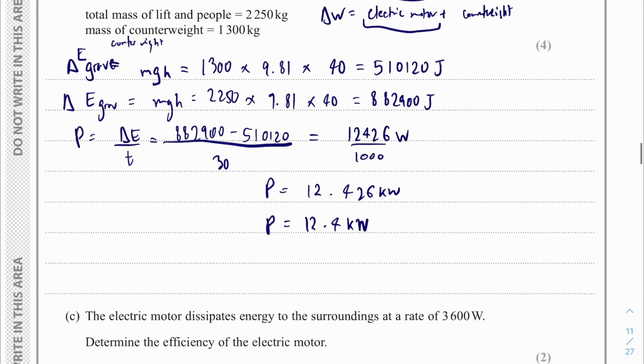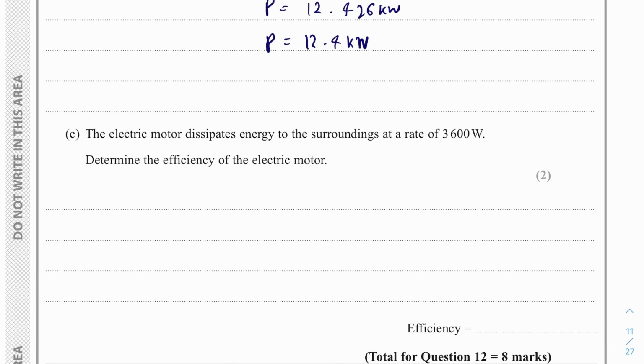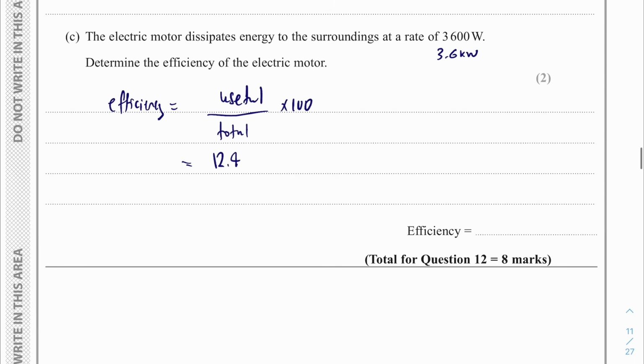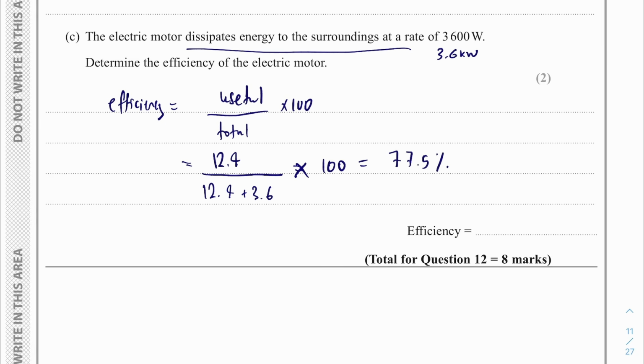Okay, let's look at part C. The electric motor dissipates energy to the surroundings at a rate of 3600 watts, which is the same thing as 3.6 kilowatts. Determine the efficiency of the electric motor. So efficiency is useful over total, times 100. In this case, the useful is the 12.4, right? What about the total? They tell us that there's also energy dissipated to the surroundings, so 12.4 plus 3.6, times 100. And this gives us 77.5%, or 0.775. Both are correct. For efficiency, we can round it to 0.78. Alright, so that's the answer.